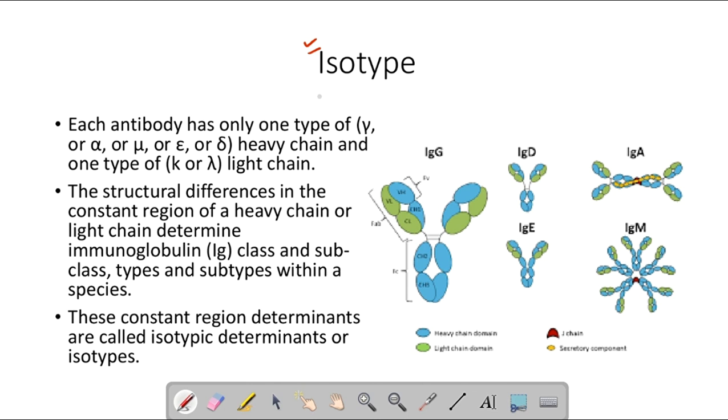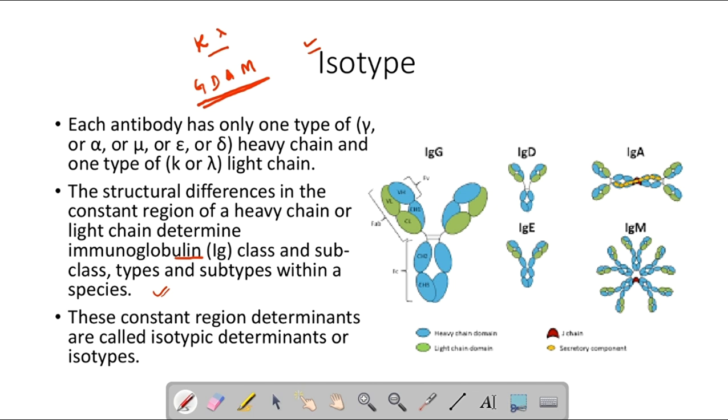Now let us see the different types of antigenic determinants on immunoglobulins, that is, isotype. Each antibody has only one type of heavy chain, whether it will be gamma, alpha, mu, epsilon or delta, and one type of kappa or lambda light chain. The different types of antibodies, whether IgG, IgD, IgA or IgM, are decided only by the variation of the heavy chains, and the light chain generally remains the same, that is, either kappa or lambda.